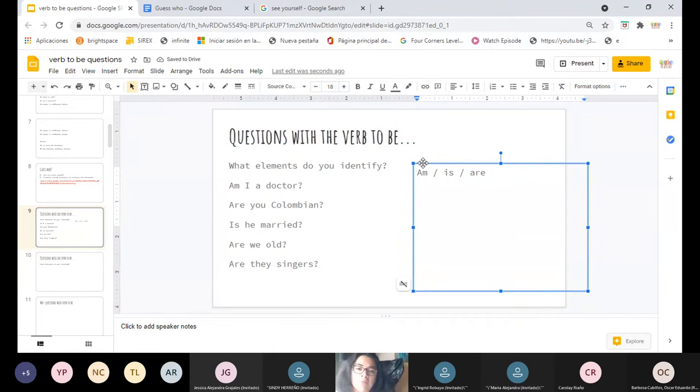So examples of subjects, examples of pronouns, ejemplos de pronombres o sujetos. We. I. She. Exactly. She, he. ¿Puedo utilizar his? ¿Puedo usar his? Yes. No. No, teacher. No. All right. We can say we, I, she, he, they, right? They, you, all right? And then what is next?